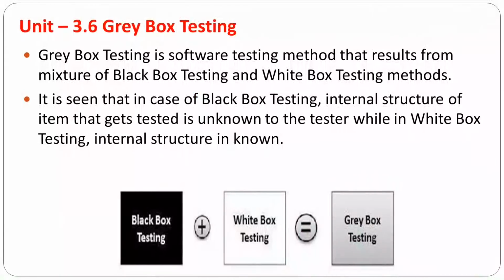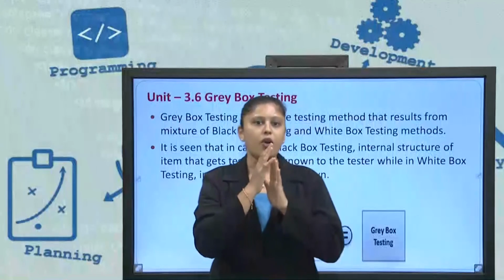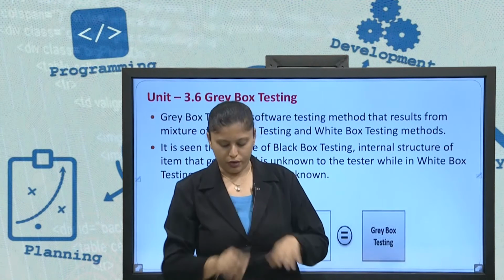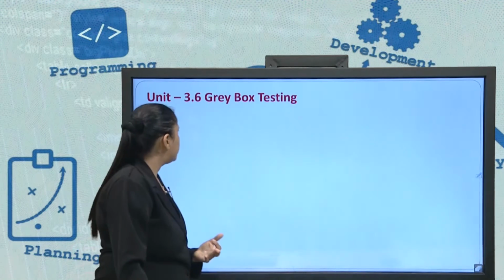It is seen that in case of black box testing, the internal structure of the item that gets tested is unknown to the tester, alright, just check in your book because it is given wrong. So, it says that whenever you do black box testing, you are unaware of the code of the item you are testing, whatsoever the code is, while in white box testing the internal structure is known. So, in white box you actually know the internal structure of your code, of your product.